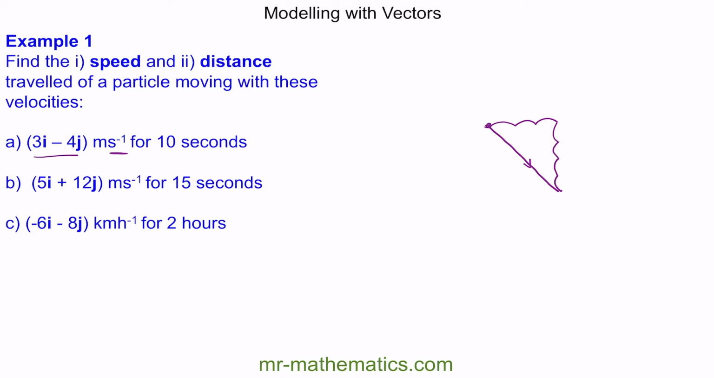So the magnitude of this, well, this would be the 3i, and this would be the minus 4j, or just 4. So the magnitude would be the Pythagoras theorem. We have it as a right-angled triangle. So this will be the square root of 3 squared plus 4 squared. So this will be 5. So in terms of the speed, it would be 5 meters per second, but as a velocity vector, 5 meters per second in this direction.